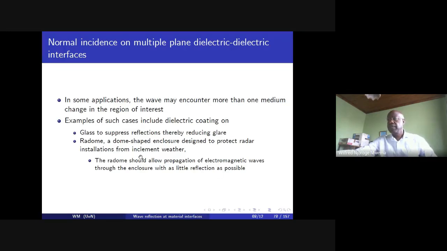So the reason is that you want to allow propagation of the waves through the enclosure with as little reflection as possible. I'm sure you have seen, for example, if you drive at night, it's very difficult to see, especially when the Kenyan driver who likes just putting on the full lights is giving you all the light. You want to reduce that glare, and therefore you can always suppress it with that kind of coating.